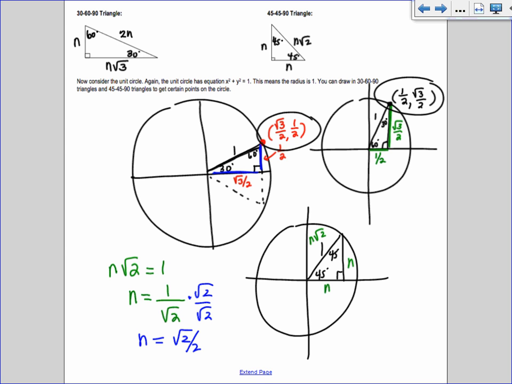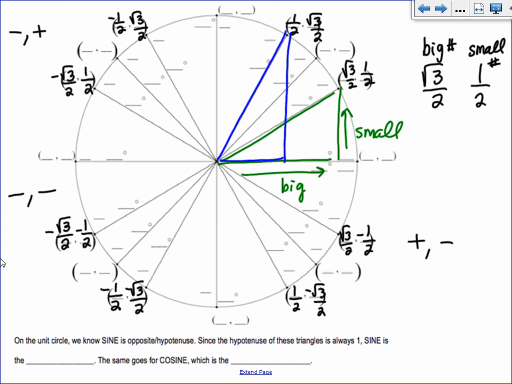Those are the numbers you're going to memorize for the 45, 45, 90 ones. It's going to be root 2 over 2, comma, root 2 over 2, because the x and the y are the same value. You go over the same amount as you go up, because you have n and n. So for the 45, 45, 90s, we're going to have root 2 over 2, comma, root 2 over 2.